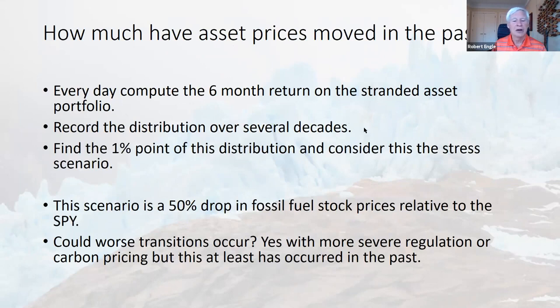portfolio and look at the distribution over several decades and look at the 1% point of this distribution. So this is the 1% worst performance of fossil fuel stocks relative to the market over the last couple of decades. And that turns out to be a 50% drop in fossil fuel stock prices. So this is actually our stress.